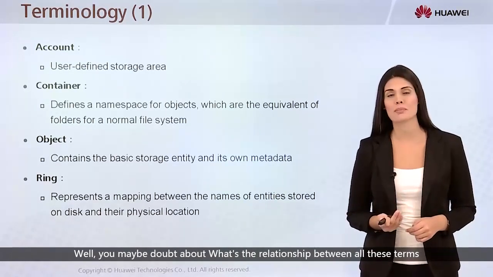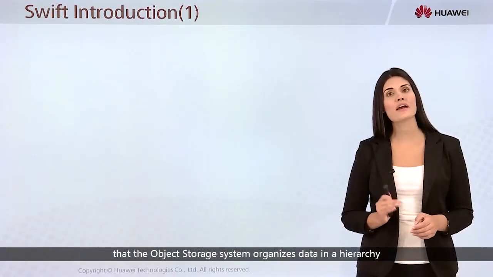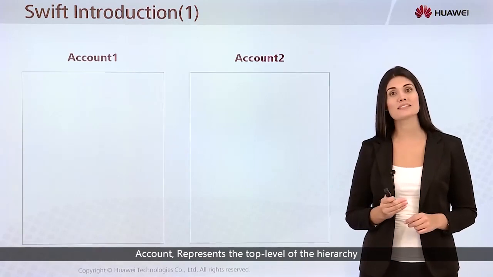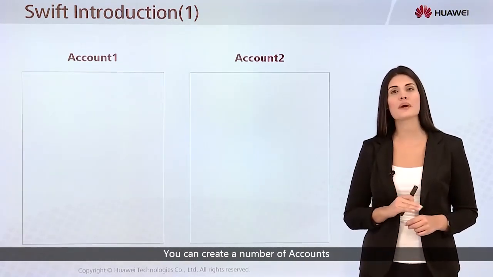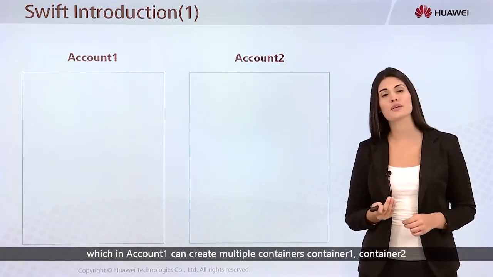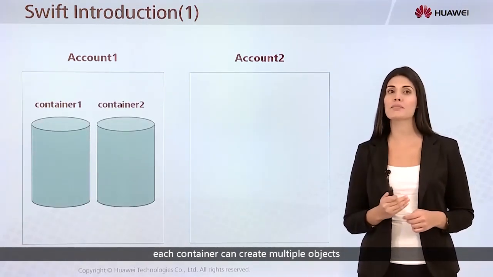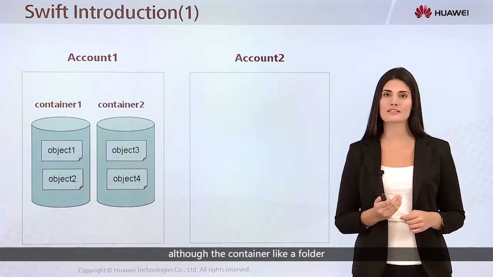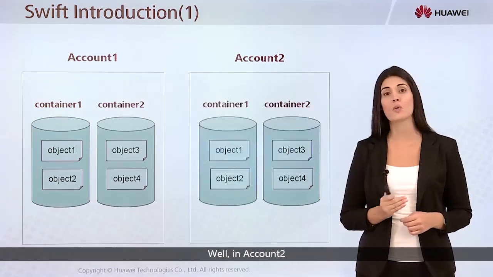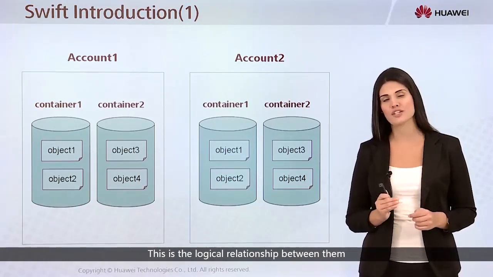Well, you may wonder what the relationship is between all these terms. This picture illustrates that the object storage system is organized in a hierarchy. Account represents the top level of the hierarchy. You can create a number of accounts, account 1 and account 2. In account 1 you can create multiple containers, container 1, container 2, and the containers can hold multiple objects. A container is like a folder, but containers cannot be nested within each other. Account 2 can also have the same structure. It's the logical relationship between them.